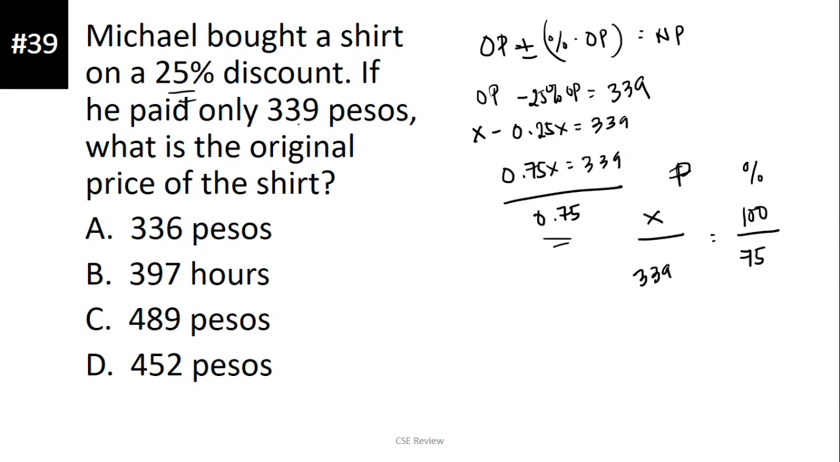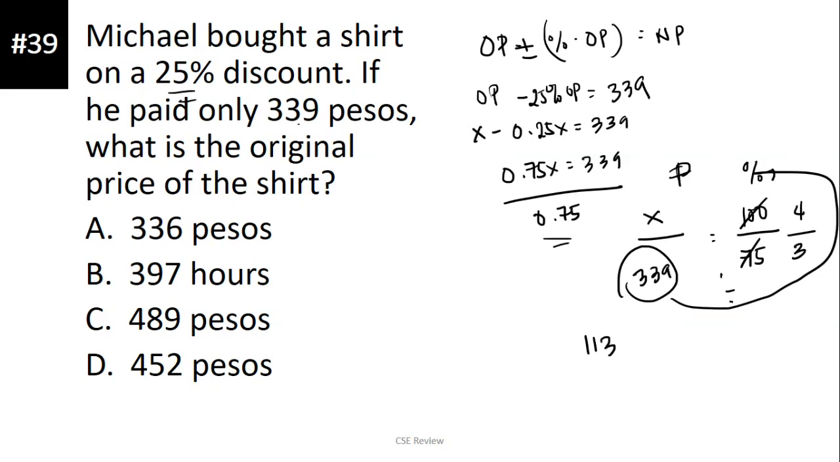Now, kung daunting na i-divide yung 339 divided by 75, smallest terms muna natin siya. Divisible naman siya both by 25, so this is going to be 4 over 3. Ito pwede na. So, 339 divided by 3 is 113 times 4. Okay? 113 times 4 is going to give you 452. So, the answer is 452 pesos. Okay? Again, practice more dito sa question na to.